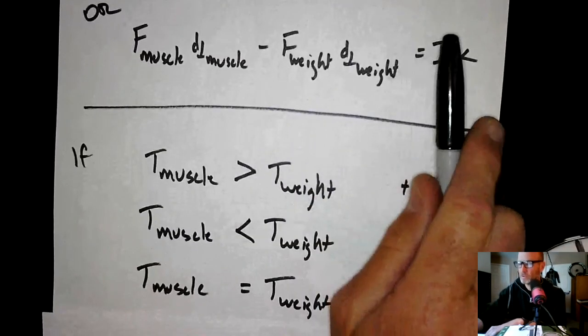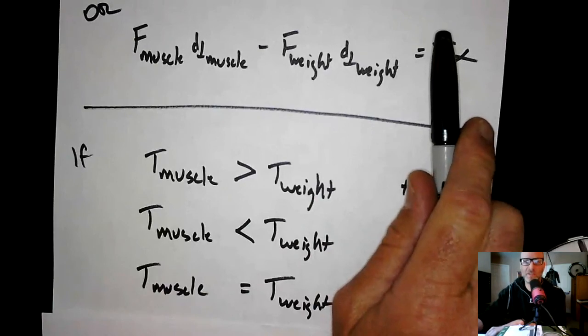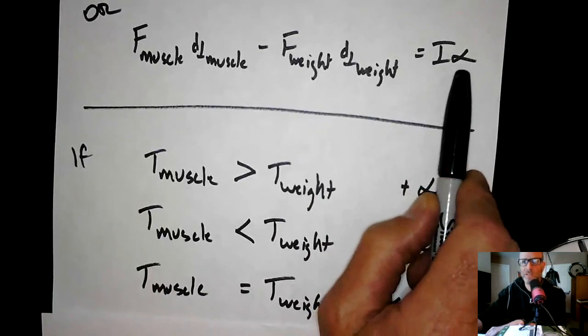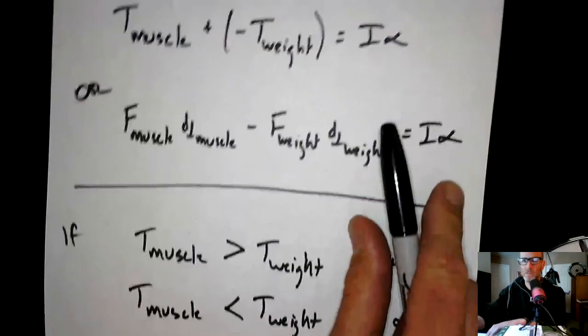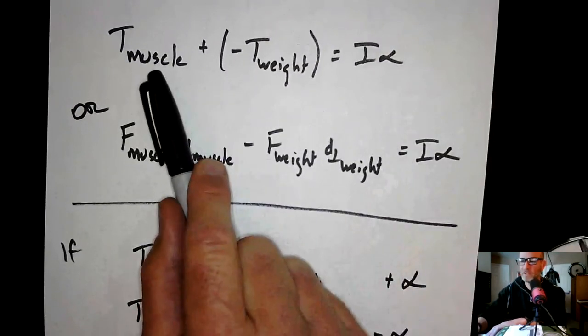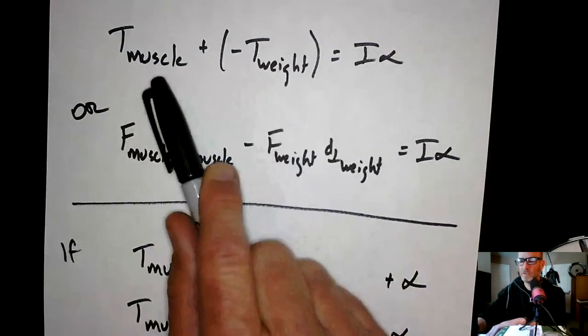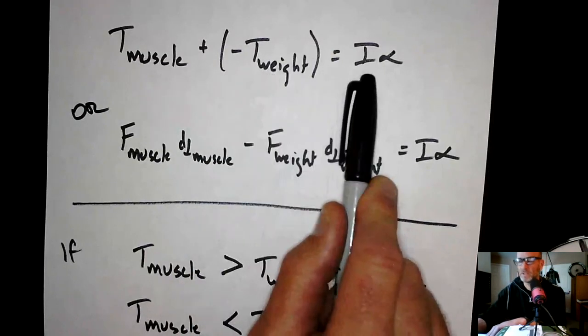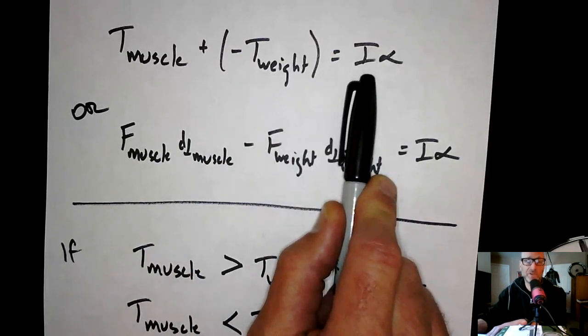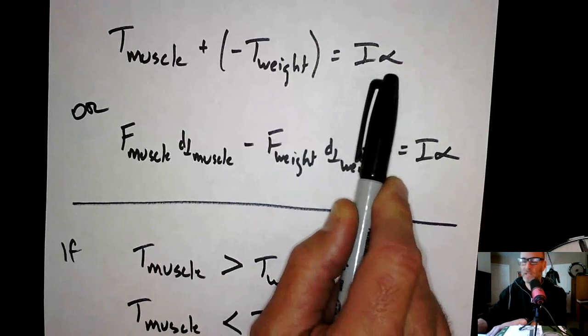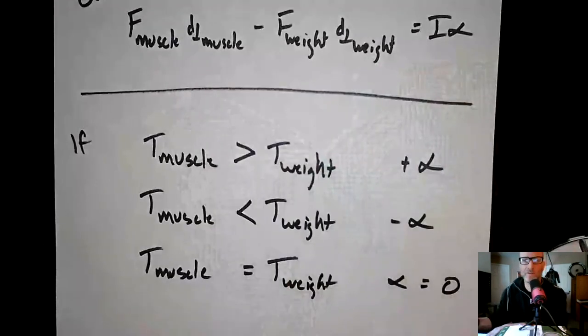All right, we've got one more here. The torque due to the muscle, if it's the same as the torque due to the weight, what happens to angular acceleration? Let's go back up and look at our equation. If this is 100 newton meters and this is 100 newton meters, 100 minus 100 is going to be 0. Moment of inertia is always going to have some number, therefore angular acceleration has to be 0.